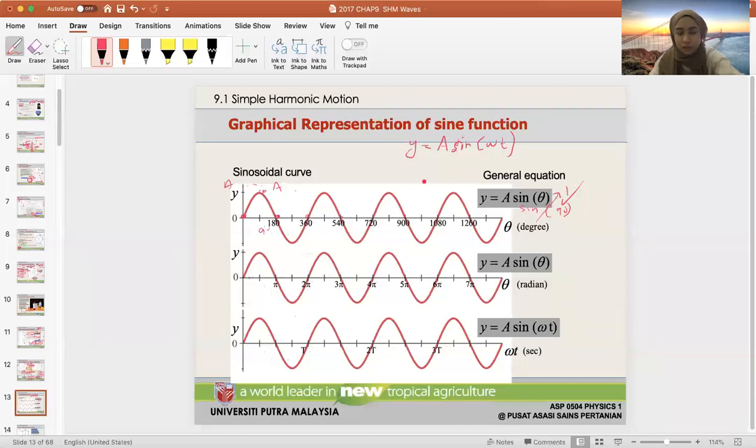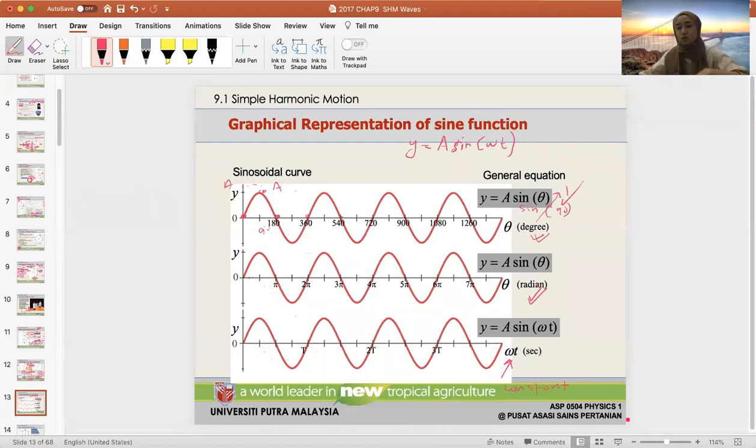Okay, so I think you know this already. Here it maps out when it is in degrees. This one maps out when it is in radians. So you know this, 180 is just pi, and 2 pi is one complete cycle or one complete revolution, which is 360. If they ask you to plot it in terms of degrees, you should use degrees. But if they ask you to plot it in terms of radians, use the pi. If they ask you to plot it in terms of omega t, you plot it in terms of seconds, because omega is a constant for simple harmonic motion.